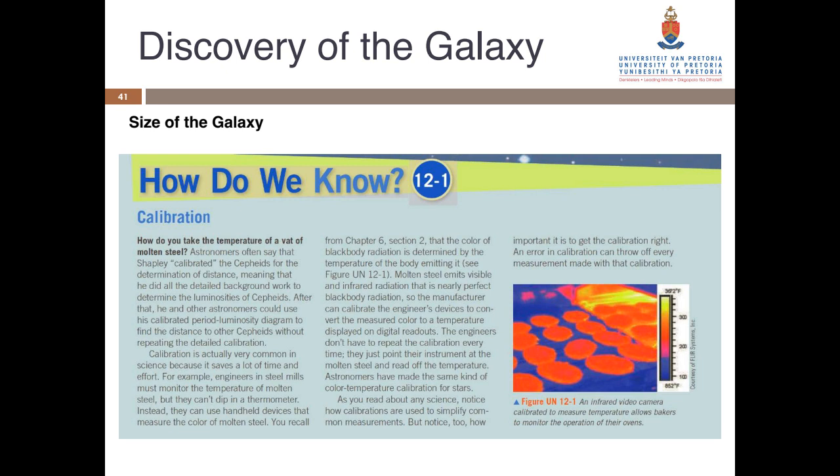As you read about science, notice how calibrations are used to simplify common measurements. But notice too how important it is to get the calibration right. An error in calibration can throw off every measurement made with that calibration. For example, at our observatory, every couple of weeks we calibrate our telescope to make sure everything is still fine. SALT also calibrates its mirrors every certain time period. That is a common occurrence throughout science, that our equipment needs to be calibrated. This is one way this has been done.